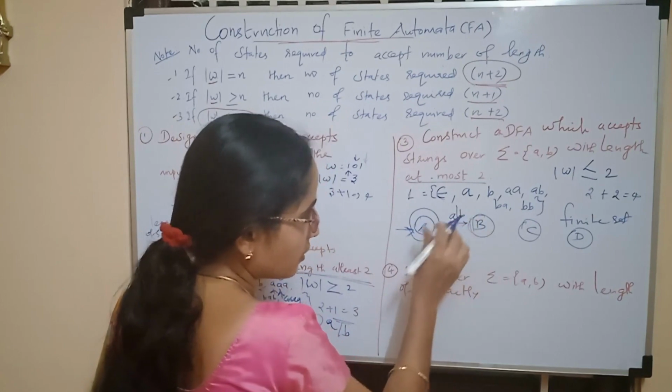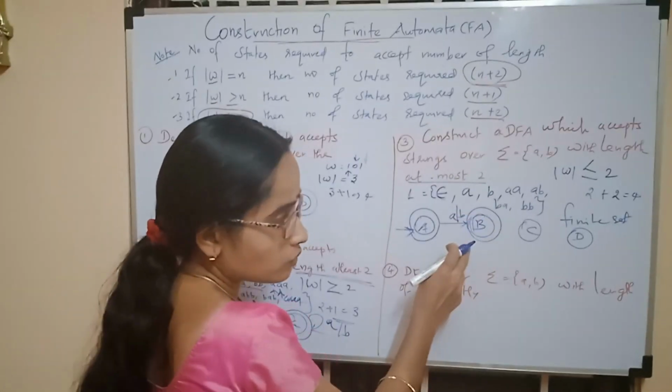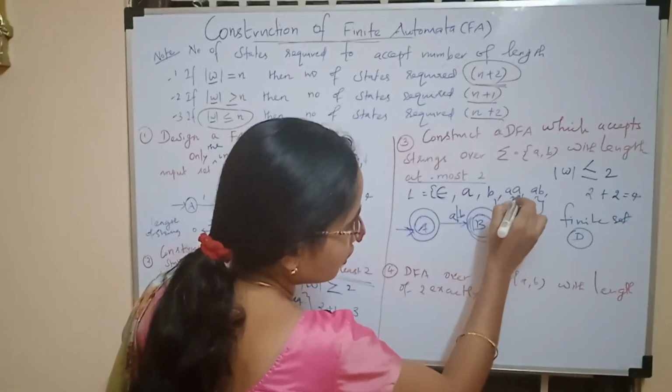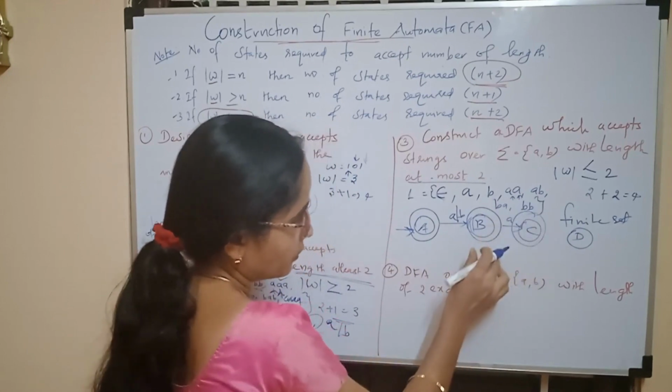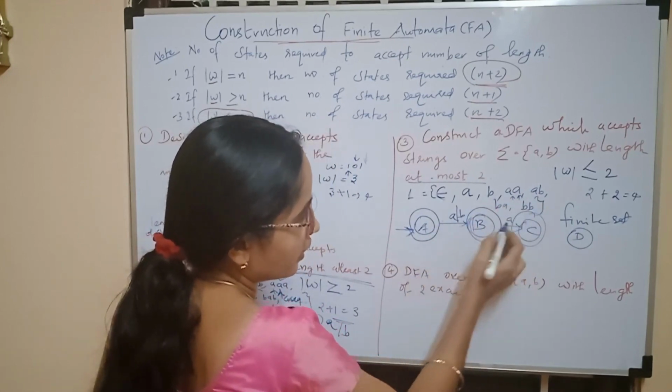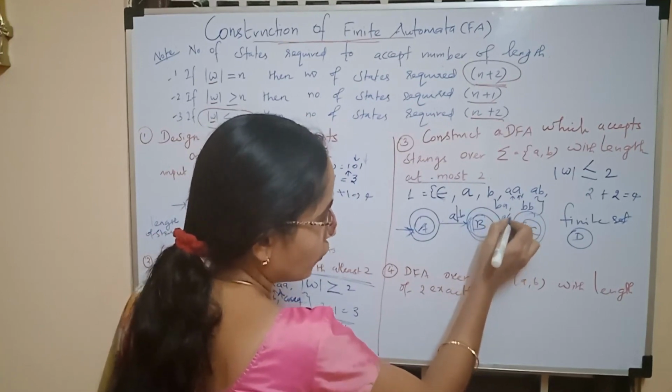When I see B at the starting, if I have B, I should accept, which means this state will become a final state. When I have length 2, A, that case also I should accept. Okay, and then A, B, you will have either A or B.